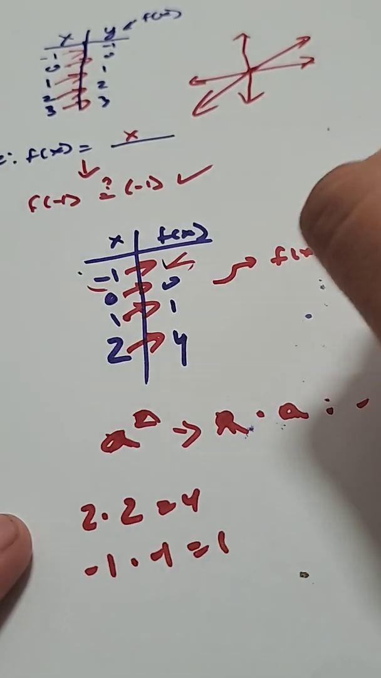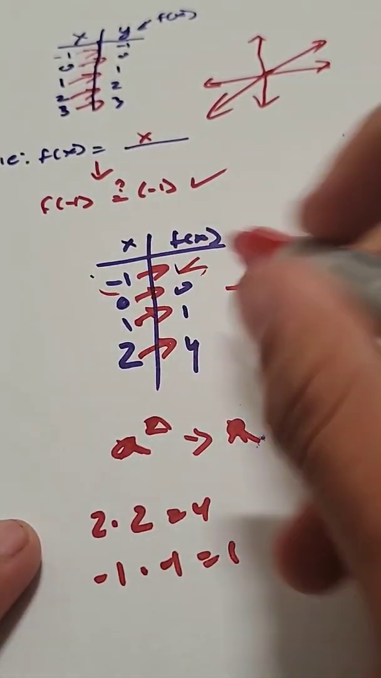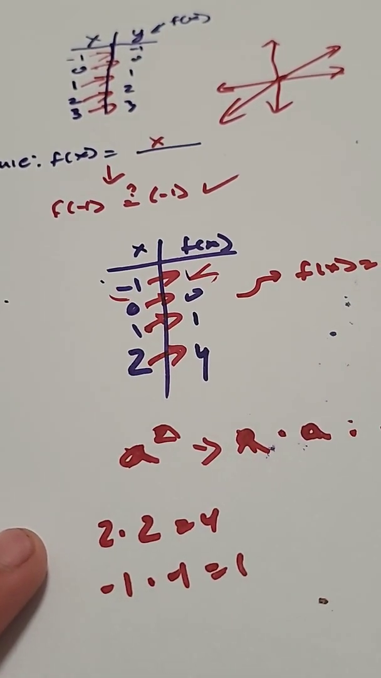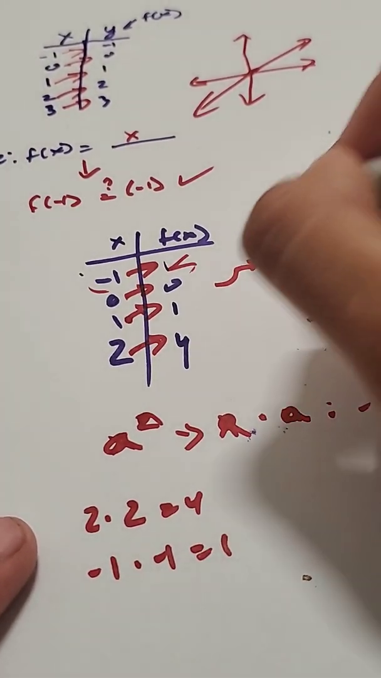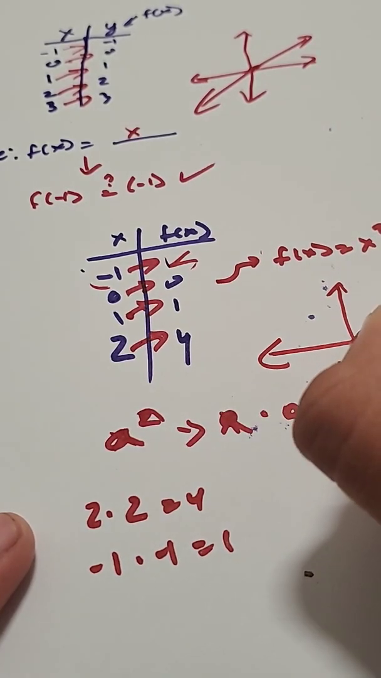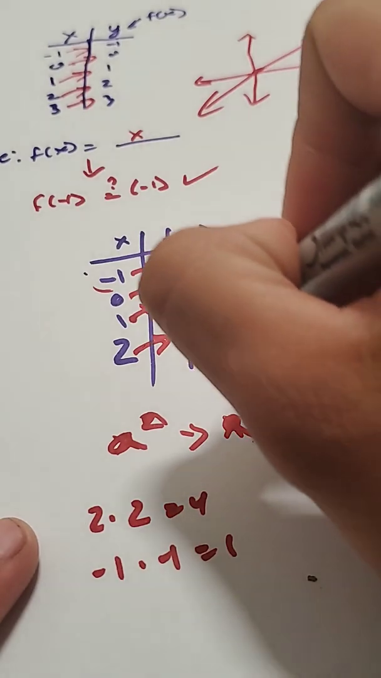If we input -1, we get 1. Input 0, we get 0. Input 1, we get 1. Input 2, we get 4, not 2. Sorry about that, guys. If you were to plot these points and connect the graph, you would see it's a parabola going straight through the origin. Kind of like that. It's more curved, but you get the point. And no pun was intended with that one.